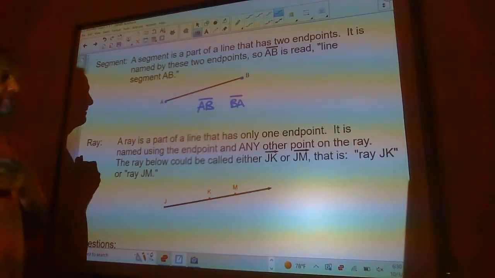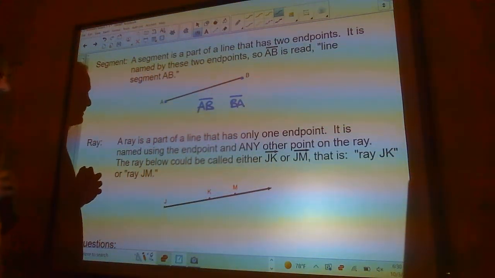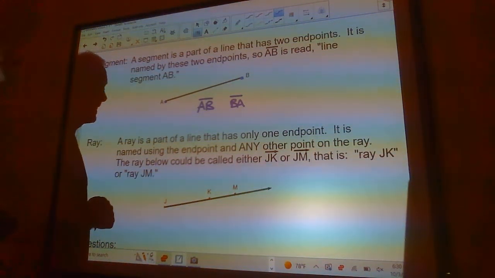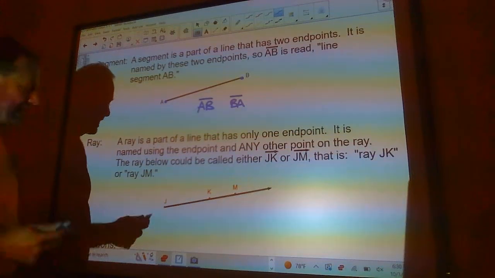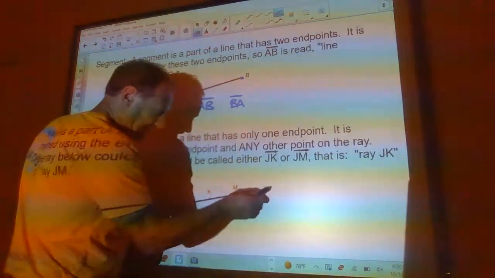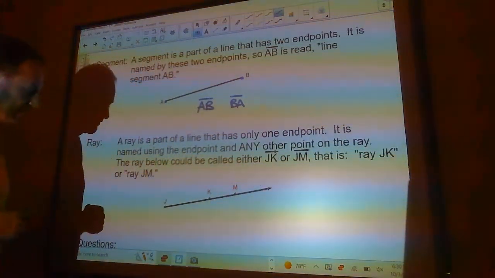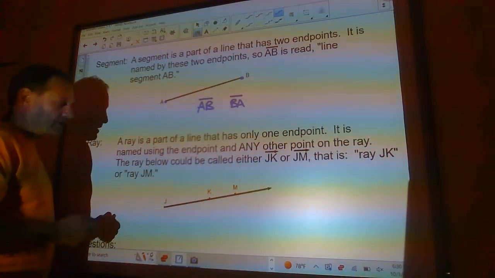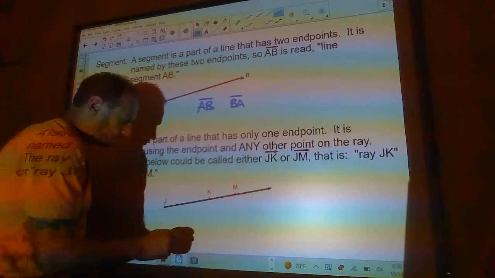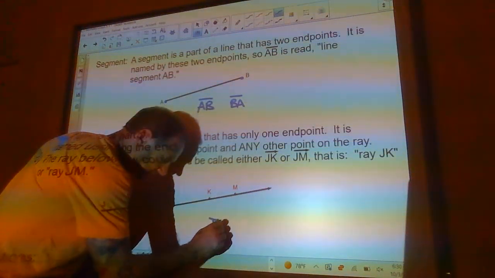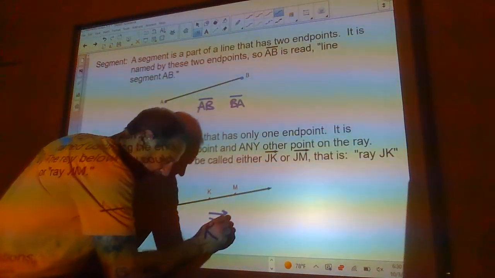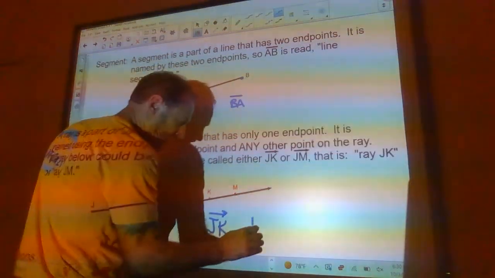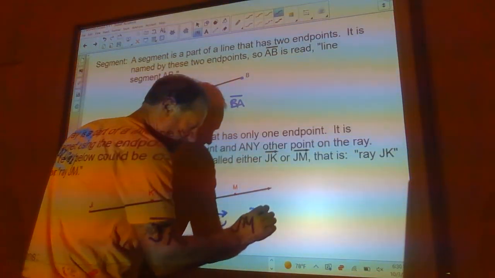A ray is a part of a line that has only 1 endpoint. It's named using the endpoint and any other point on the ray. So here I have a ray. Notice it's got an arrow at this end, which means it goes on forever. It does not have an arrow at this end. It stops at J. So I would write this as ray JK.